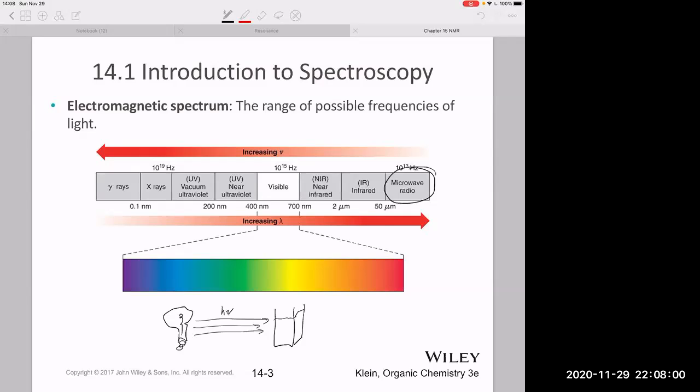a certain wavelength, a certain amount of energy, and they're going to be interacting with your sample in such a way that some of them will end up getting absorbed while others end up passing through. Okay, so this is the basic format of all spectroscopy, this interaction between photons and matter. And again, for NMR specifically, we are talking about the microwave region, so really long wavelength, really low energy photons.